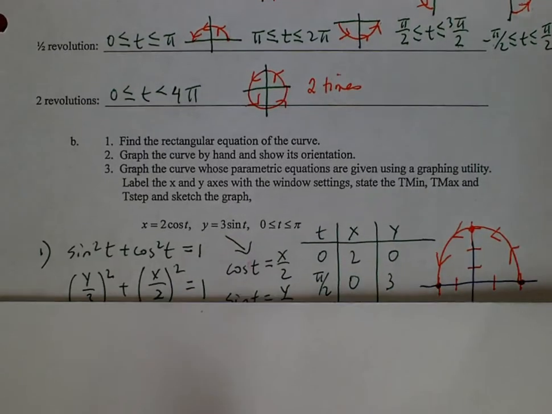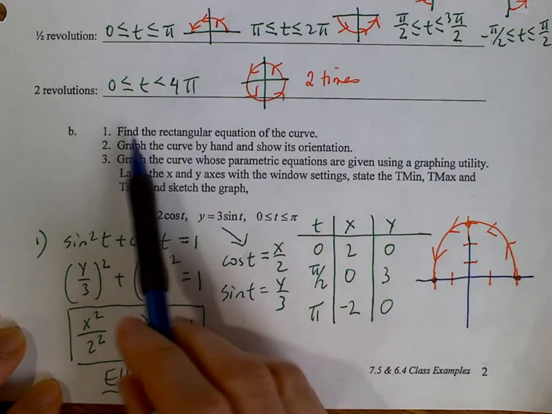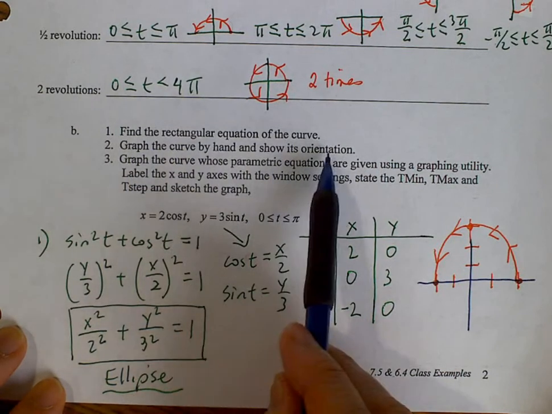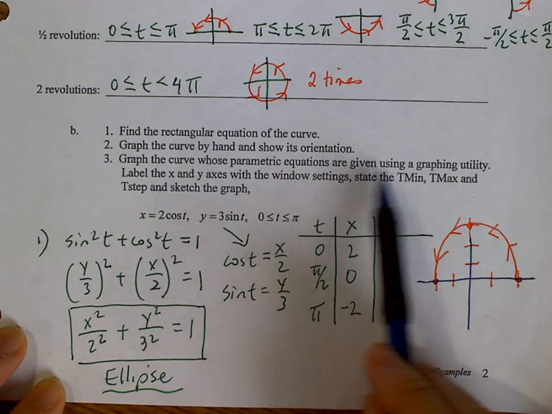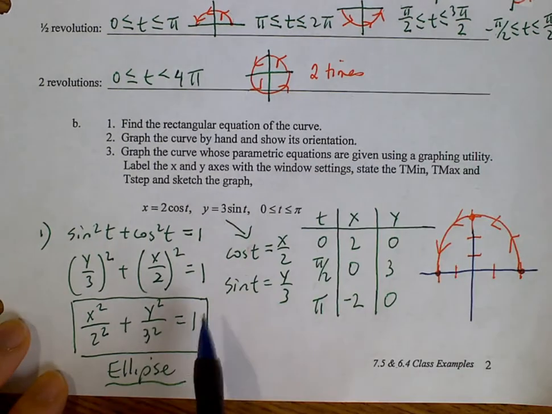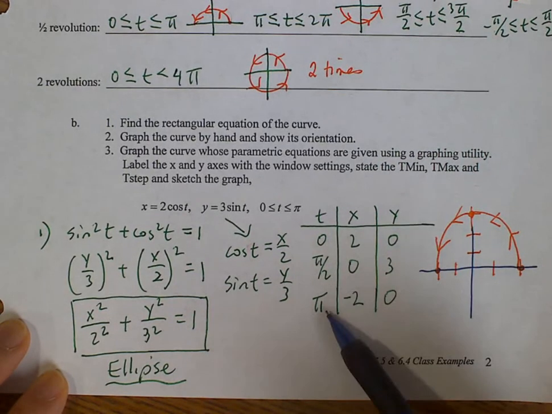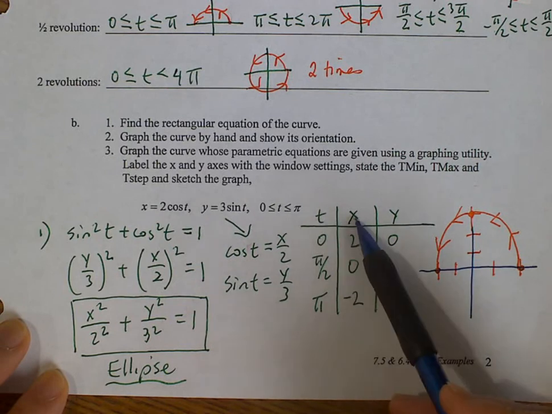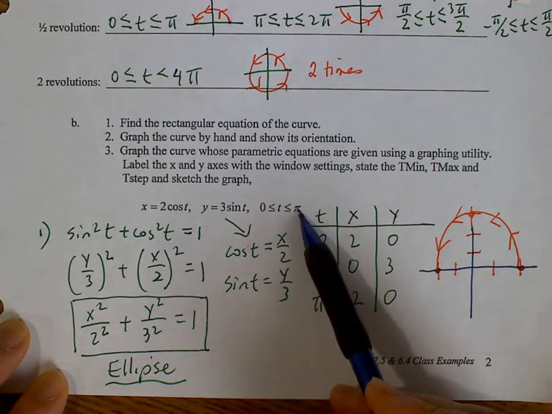Okay, for the last example, it says to find the rectangular equation of the curve, then graph the curve by hand and show its orientation, and then graph the curve whose parametric equations are given using a graphing utility. All right, so I'm going to make a truth table similar to what we did on page 1, and I have a column with t and then x and y.